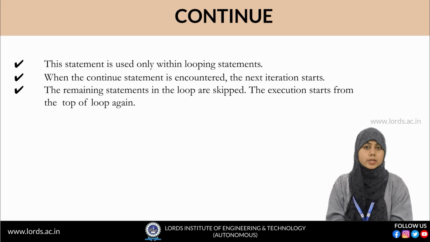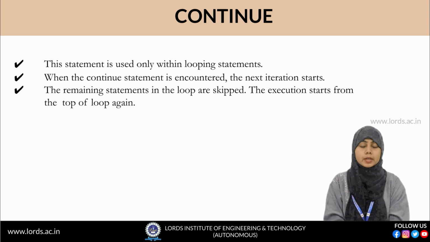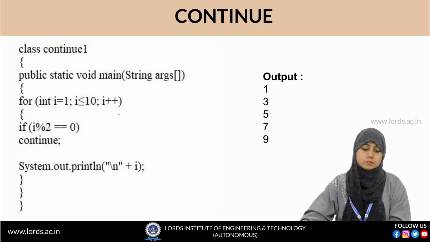Suppose, in simple words, I am printing 1 to 10 and I want to skip some number in between, like 7. So I need to write continue with 7 included. So that particular number 7 would be excluded and the remaining numbers would be printed. We'll see with an example here.